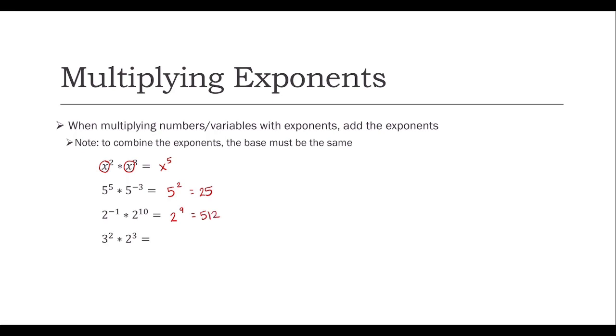You can notice here the bases are not the same, so we can't multiply them together the way we've been multiplying the other ones. We do know, however, that 3 squared is 9 and 2 cubed is 8, so 9 times 8 is 72. But you can't just multiply and add the exponents.